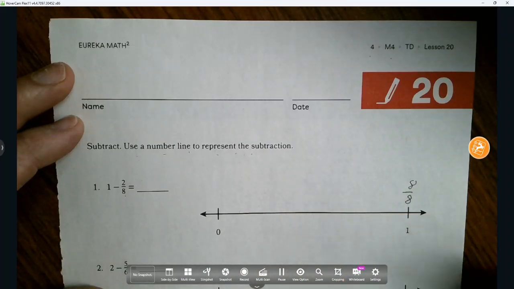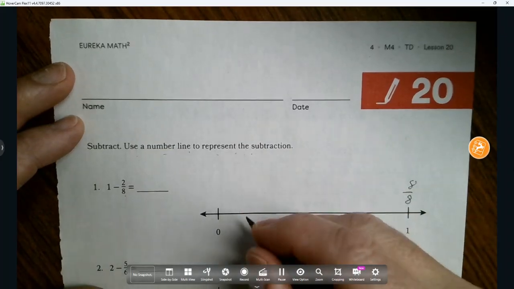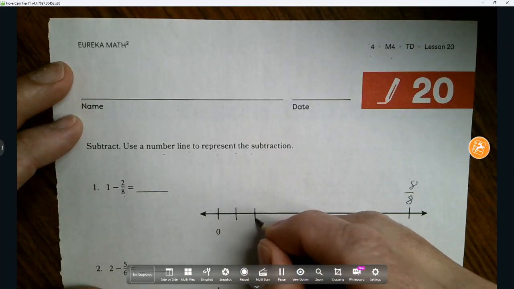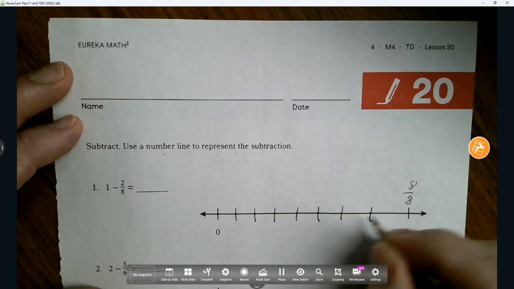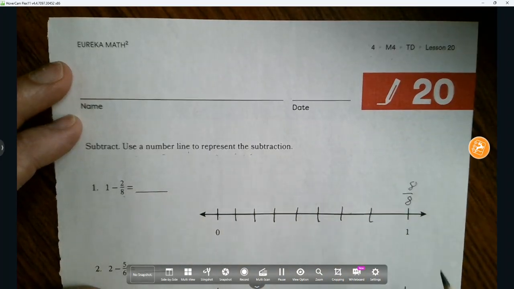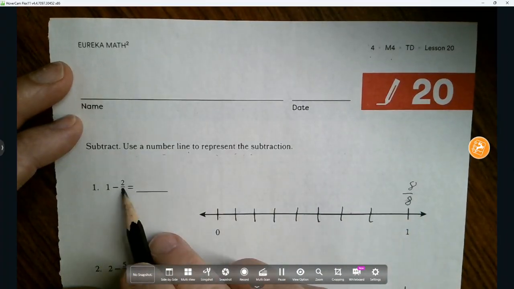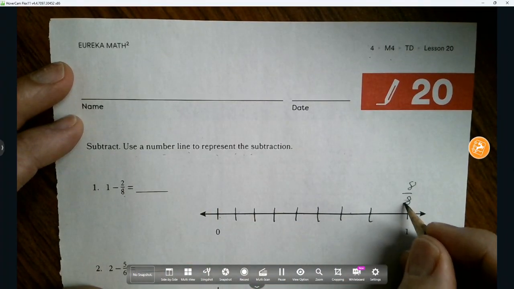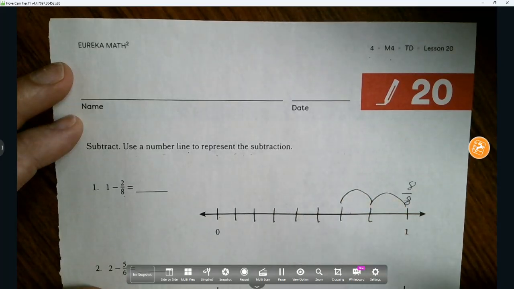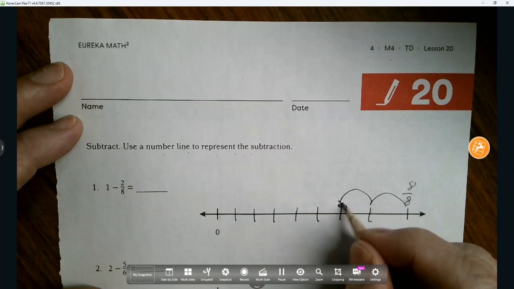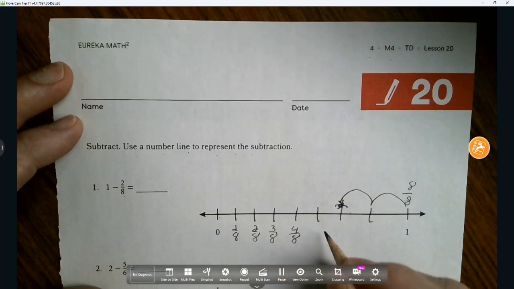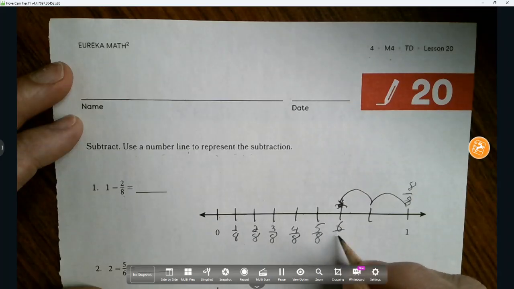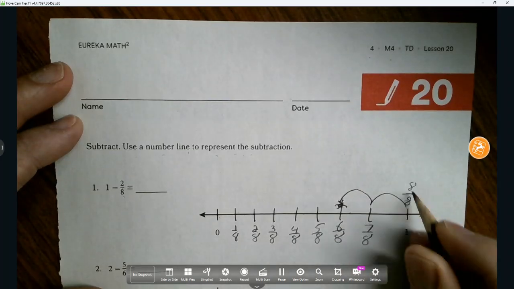So we need 8 spaces in here. We already have 1. So 2, 3, 4, 5, 6, 7, 8. All right, so we have 1 minus 2/8. So we need to jump back 2 spots. 1, 2. So now we know our number, but we have to figure it out. So this is 1 over 8, 2 over 8, 3 over 8, 4 over 8, 5 over 8, 6 over 8, 7 over 8, and then we have our 8 over 8.